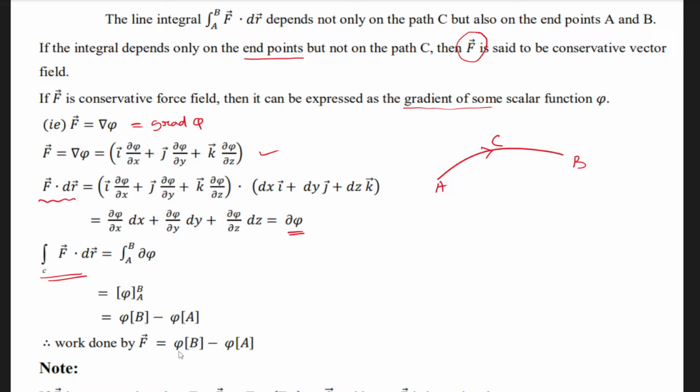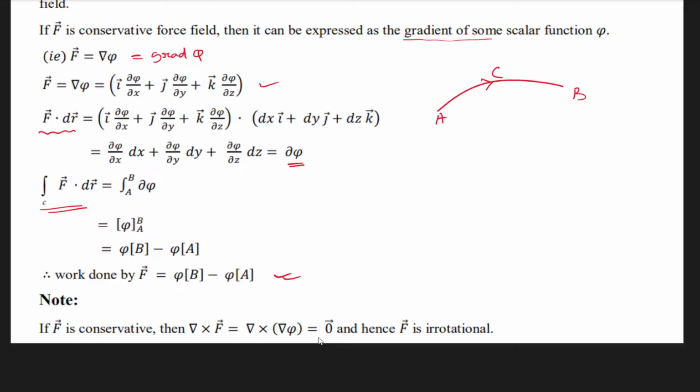But phi is what? A scalar function. The scalar function at the point B minus the scalar function at the point A. So if the force is conservative, then the work done can also be written like this. Now if F bar is conservative, then we know that nabla bar cross F bar equals how much? Nabla bar cross F bar is the zero vector. Why is it the zero vector? Because if you see nabla cross nabla, the same vector, if you find the cross product, it will become zero.